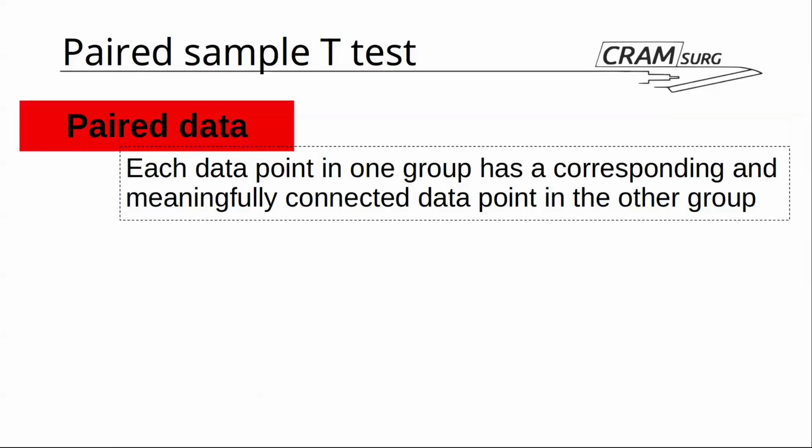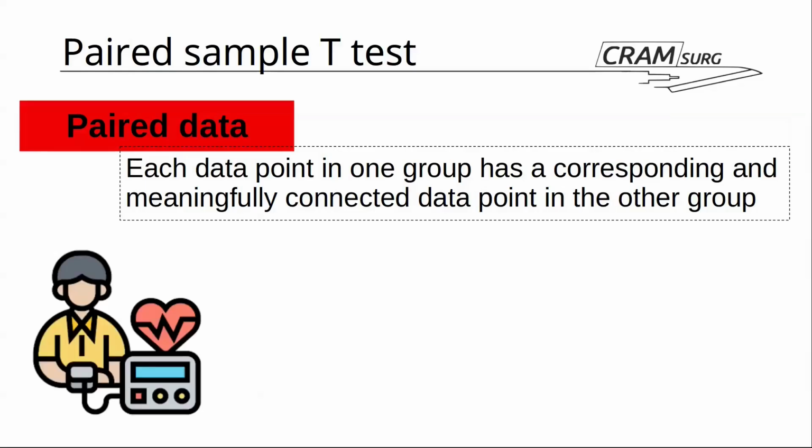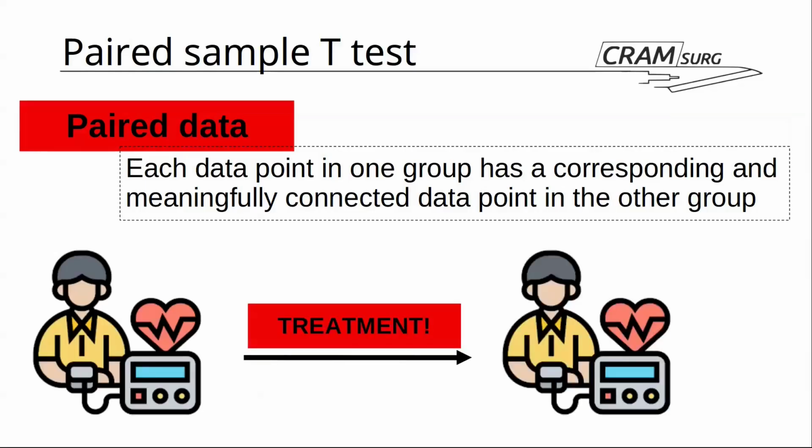When we were talking about the paired sample t-test, we talked about paired data. And as we said, paired data is a set of data where each data point in one group has a corresponding and meaningfully connected data point in the other group. The most common scenario that you encounter in medicine is, I've got a patient with high blood pressure, I'm going to give him some treatment, and then I'm going to measure the blood pressure again. So each patient has got a blood pressure before and after having had treatment.